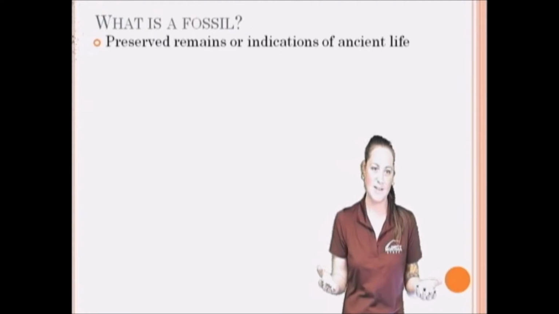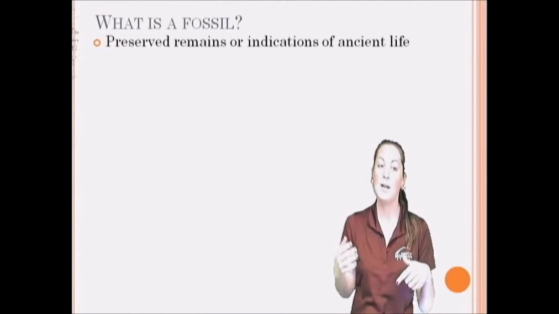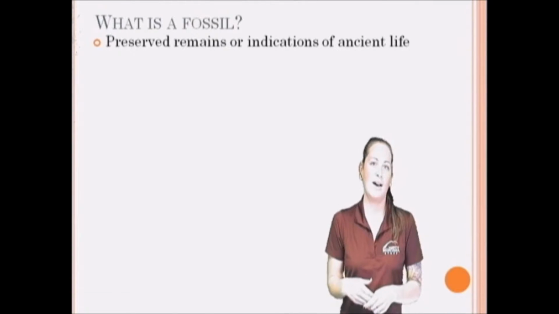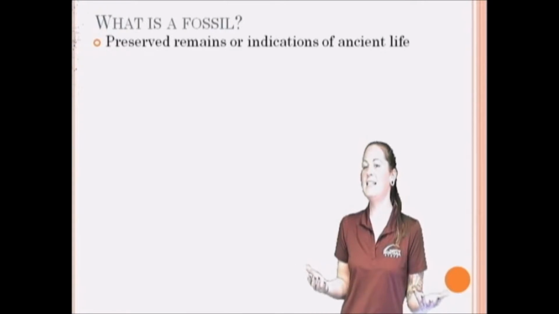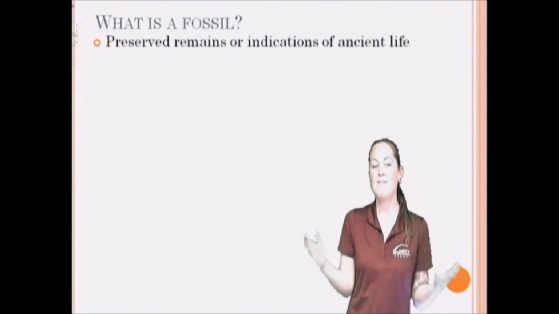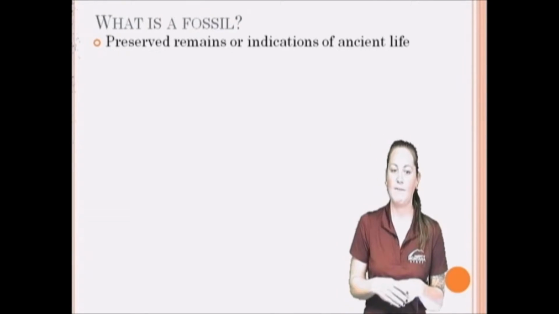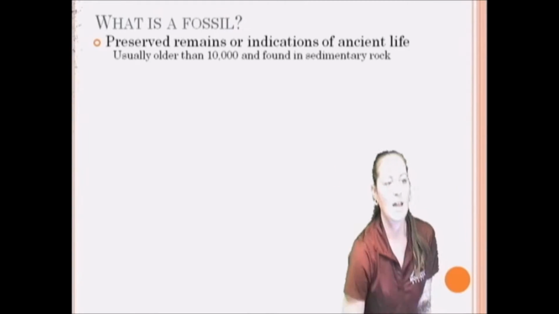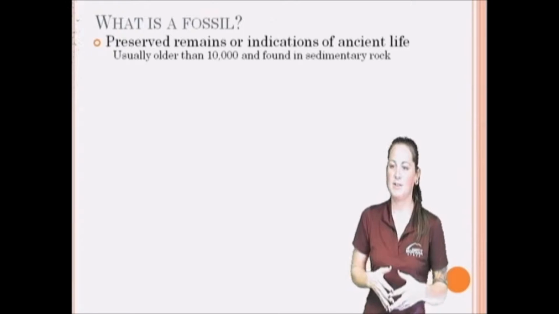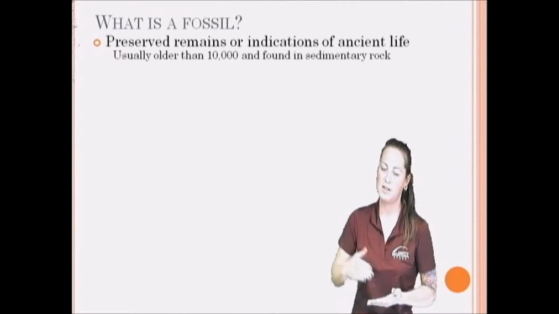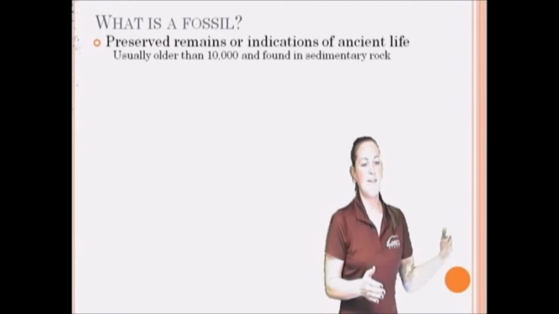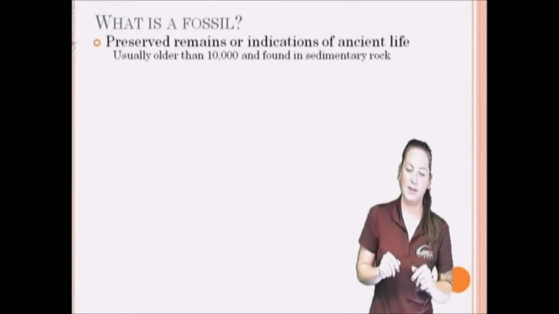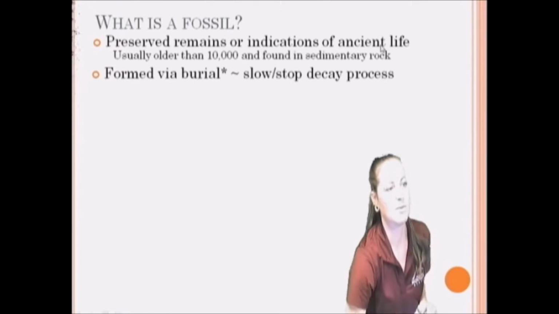Then we can also have trace fossils, though. So this would be the indication of life. So tracks, trails, footprints, burrows, gastroliths, stomach stones, coprolites, so fossilized feces. Those are types of trace fossils. But pretty much everything under the sun can be fossilized, all the way from single-cell organisms up to T-Rex. We give an arbitrary date of 10,000 years or older. So anything that's considered 10,000 years or older is a fossil. Anything younger than that can be considered a subfossil or modern. And they're usually found in sedimentary rock, but we'll talk about some exceptions to the rule.